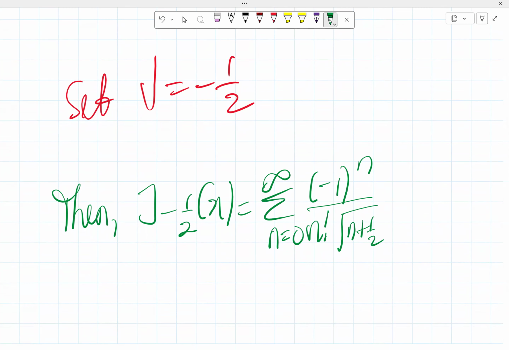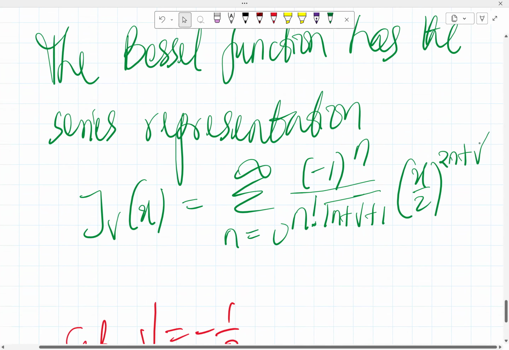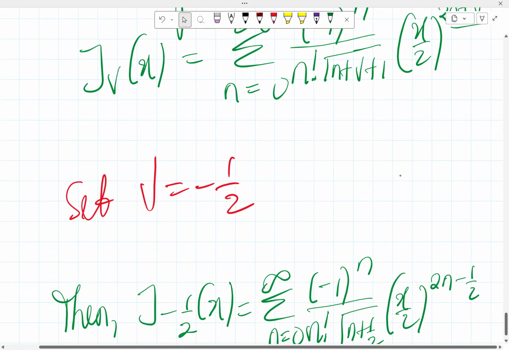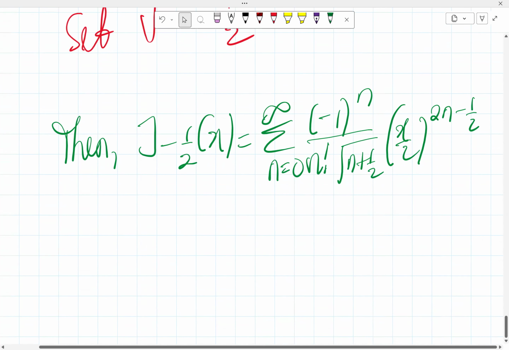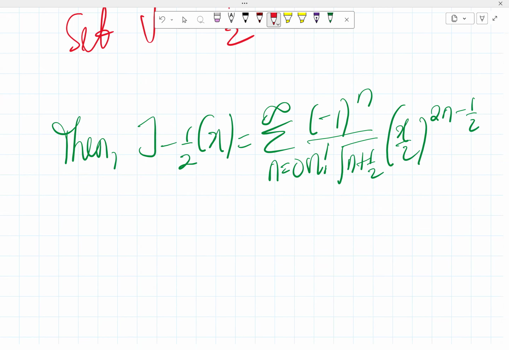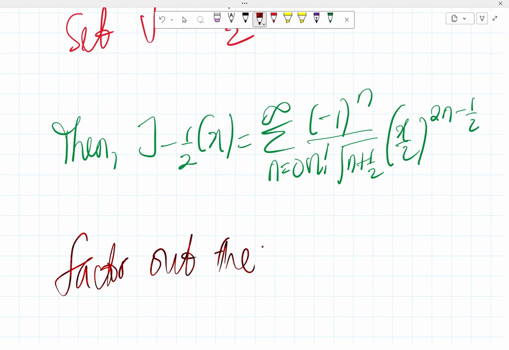And then you have x over 2 raised to 2n plus nu. Nu is now minus half, so we have x over 2 raised to 2n minus half. With this now, we have taken that first step. So the next thing is we can factor out the common power.